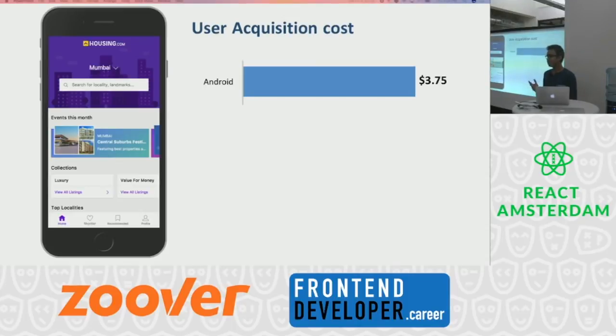Any guesses how much they would have spent to acquire one user on their mobile web? You can take a random guess. 30 cents, or something like that. Any other guesses? It's 7 cents. Yeah, you can take a screenshot.